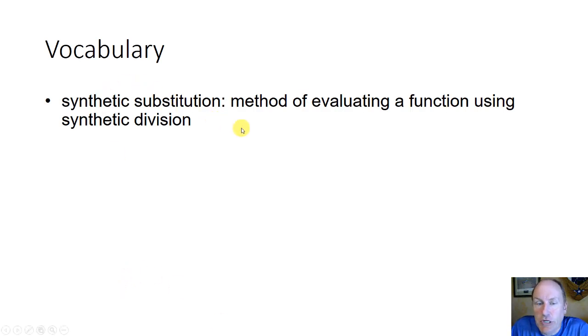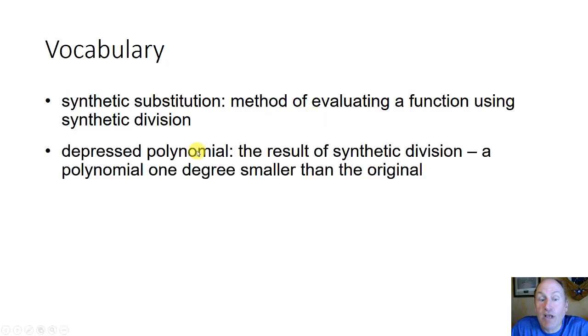Synthetic substitution is a method of finding what a function's value is at a given point using synthetic division. A depressed polynomial is part of the result of that synthetic division. It is a simpler polynomial that results from dividing a larger polynomial by a factor, and it is going to be 1 degree smaller than the original.